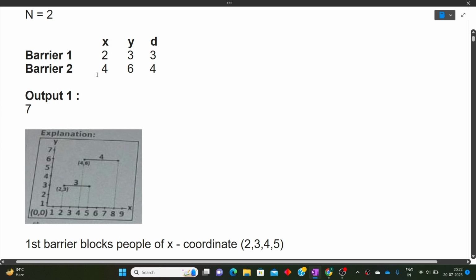Next barrier 2 information will be given, that is it will start from coordinate 4 6 and it will continue till 4. Okay, so these two informations will be given to us, that is the number of barriers and the information of each barrier, its starting point and the length.